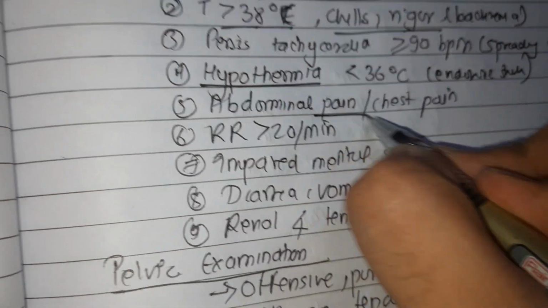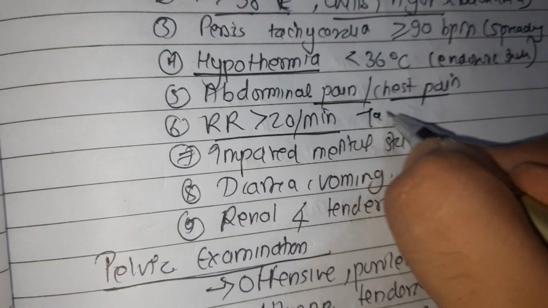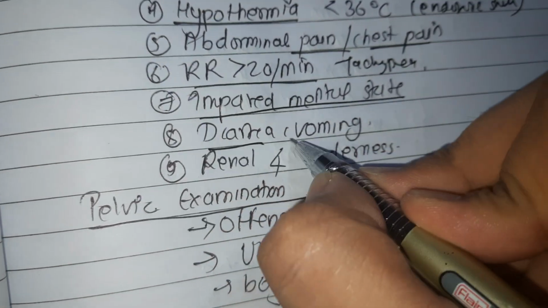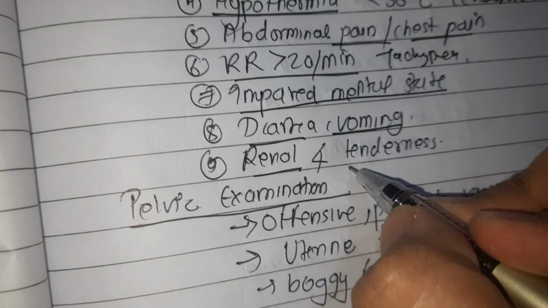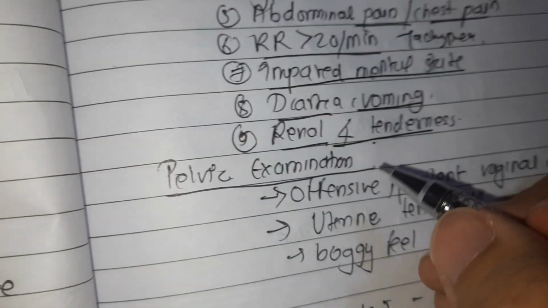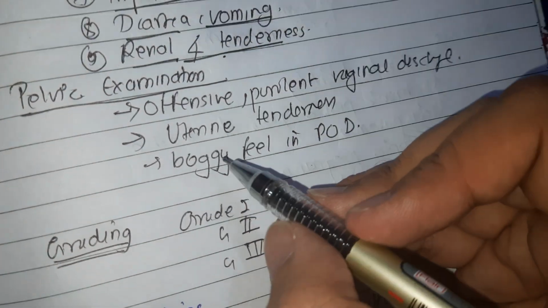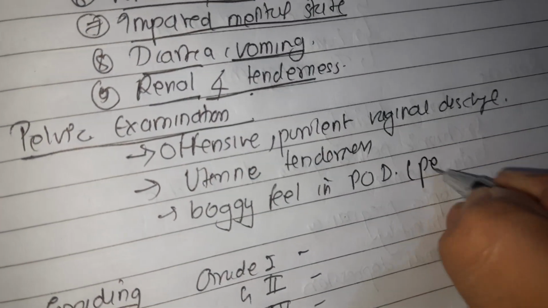There is abdominal pain and chest pain. Respiratory rate is more than 20 per minute, that is tachypnea. There is impaired mental state, diarrhea, vomiting, and renal angle tenderness. The pelvic examination shows offensive purulent vaginal discharge, uterine tenderness, and a boggy feel in the pouch of Douglas, that is a pelvic abscess.